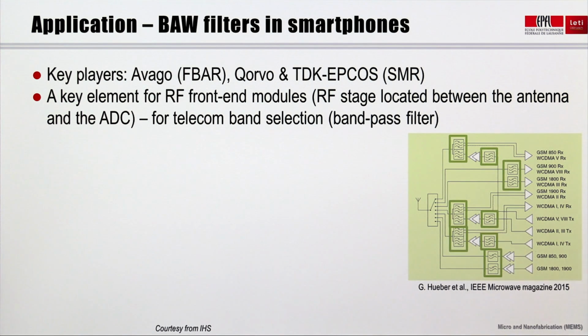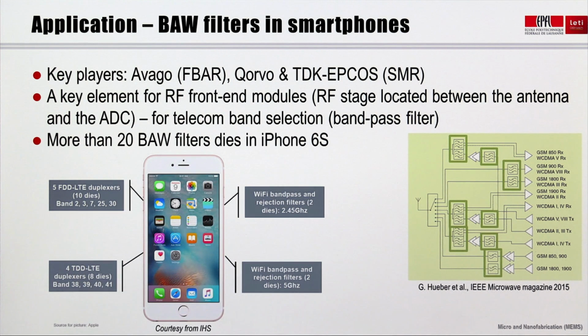In green, you can see all the filters present in this example of front-end module. And for example, the iPhone 6s contains more than 20 BAW filter dies, either for 4G or LTE connection, or for Wi-Fi connection.